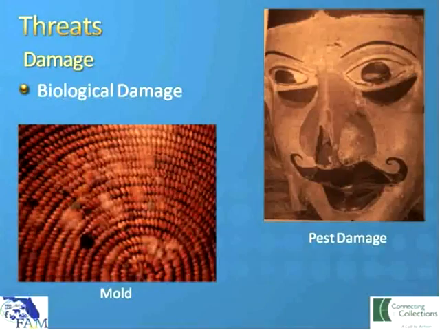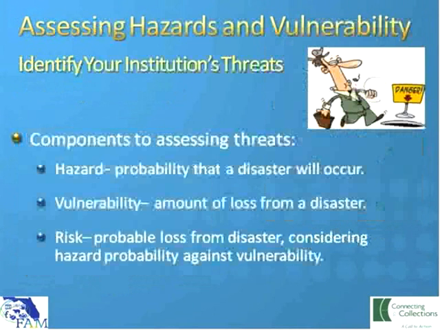Biological damage can take several forms, including mold and insect damage. The mask on the left is covered with mold, and on the mask on the right, the nose is caved in. The interior wood of the mask nose was eaten away by bugs. Pressure placed on the nose when the mask was picked up broke through the remaining thin outer crust.